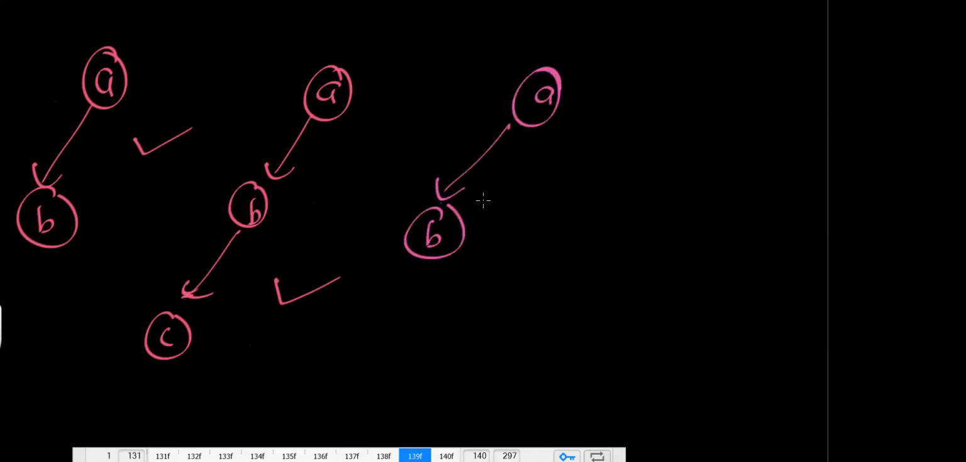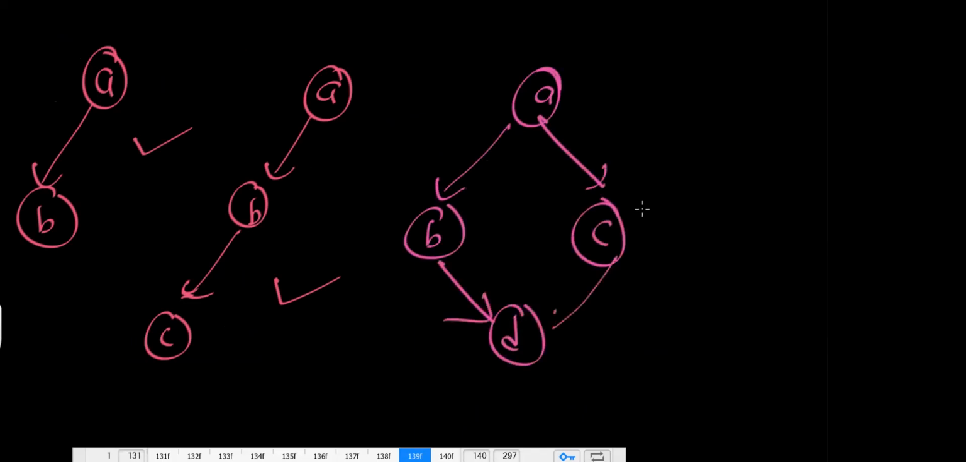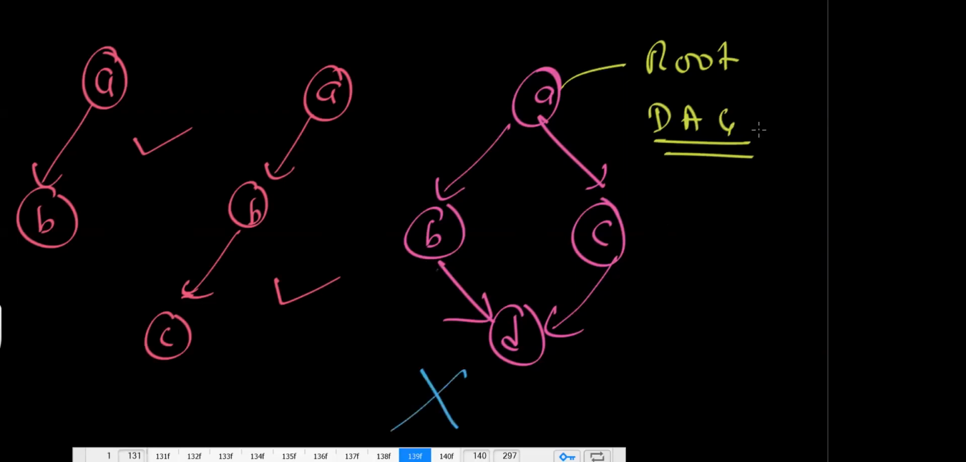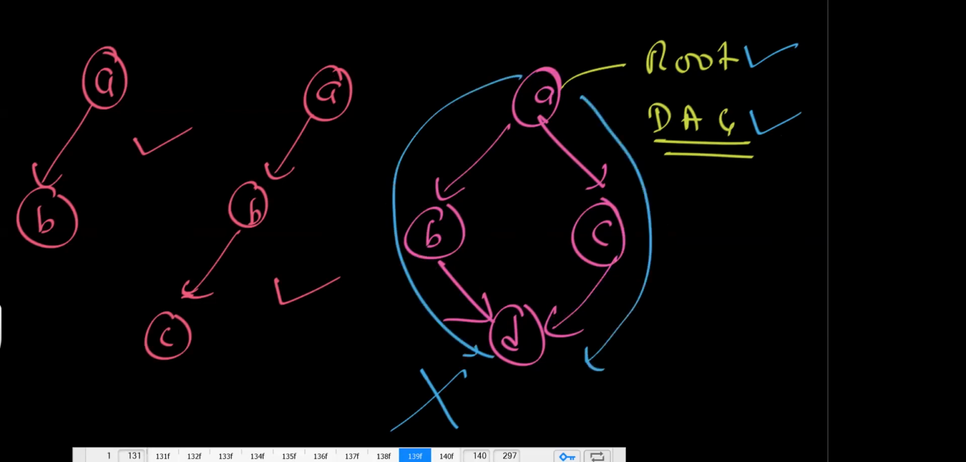Is this a rooted tree? A, B, C, D. There is a root. It is acyclic also, but which condition is not satisfied? This is directed acyclic, with a root also. Which condition is not satisfied? Unique path. We don't have a unique path from A to D.